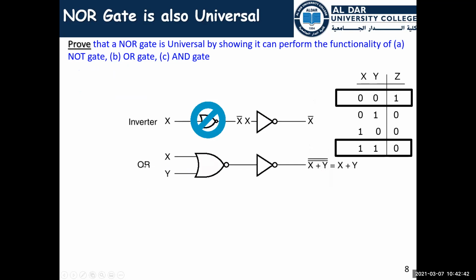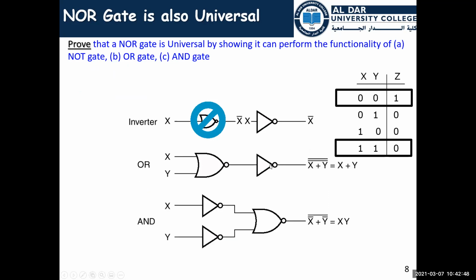You can have the OR logic using the NOR gate together with an inverter at the end. You can also have the AND logic using an inverter at each input, and then attaching the inputs after conversion to the input of the NOR gate, then you will have the AND logic. So you can implement your entire logic with only NOR gates. You can also implement the entire logic using only NAND gates.